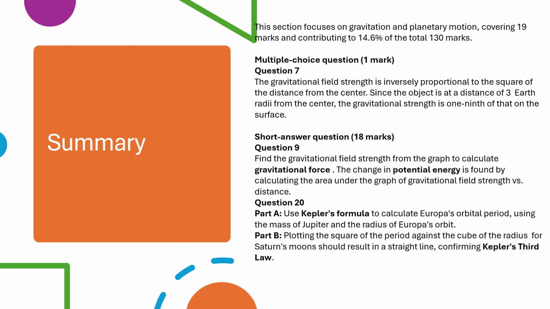Plotting the square of the period against the cube of the radius for Saturn's moons should result in a straight line, confirming Kepler's third law. Parts C and D. The gradient of the straight line from the graph is used to solve for the mass of Saturn.